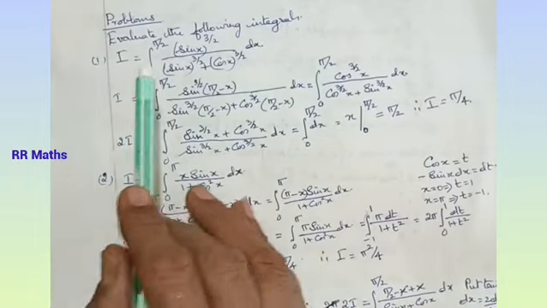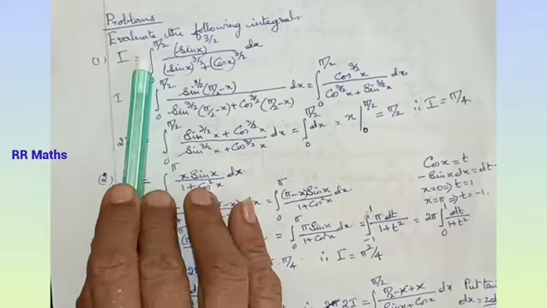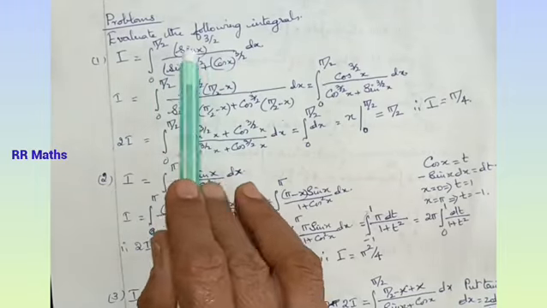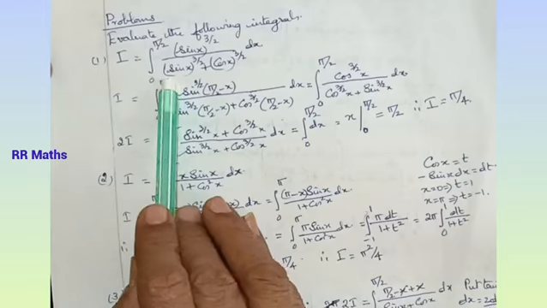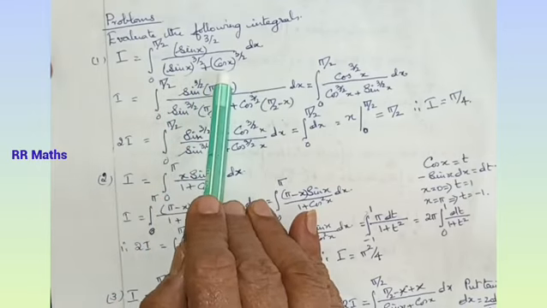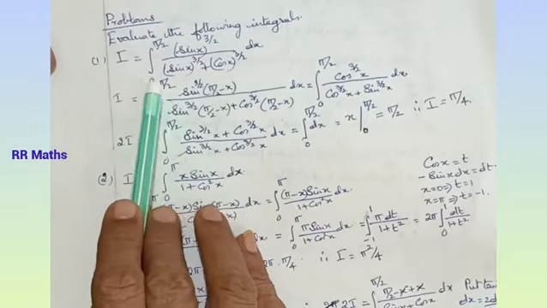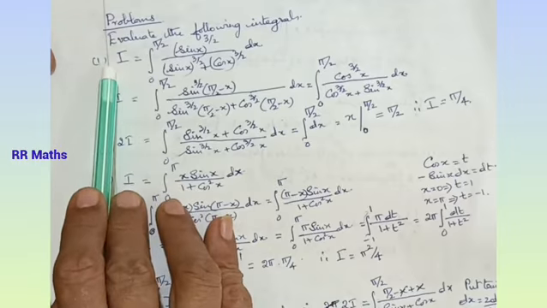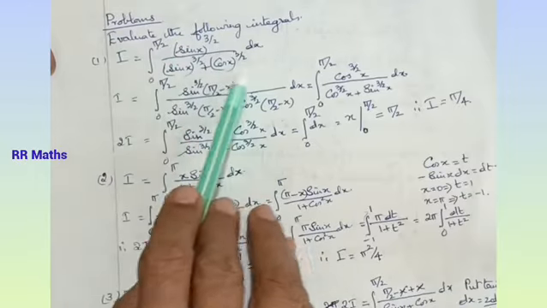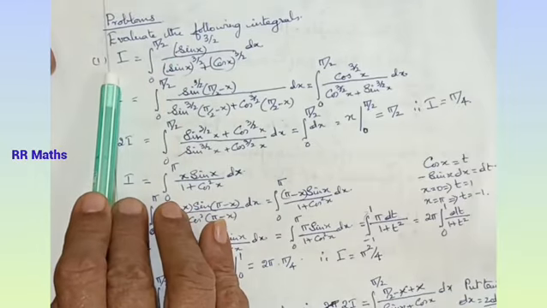And the first problem that I take is the integral from 0 to pi by 2 of sin x to the power of 3 by 2 divided by sin x to the power of 3 by 2 plus cos x to the power of 3 by 2, dx. Now we usually call the integral as I. Always define the given integral to be evaluated as capital I.